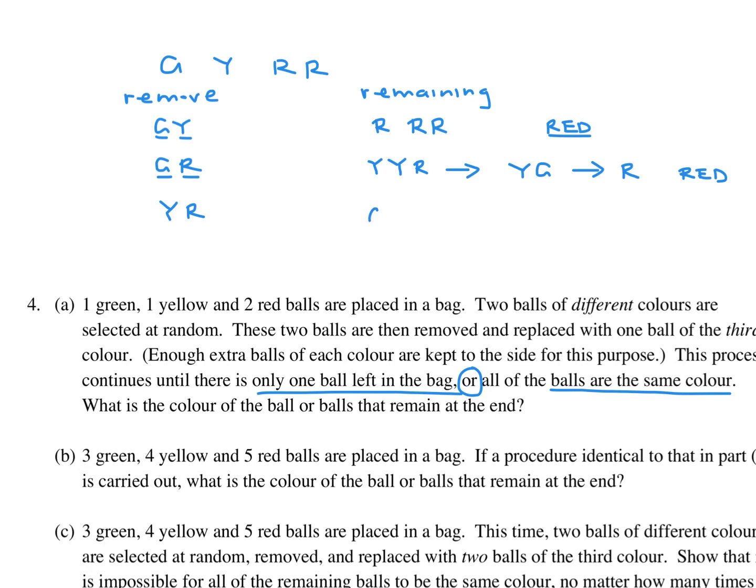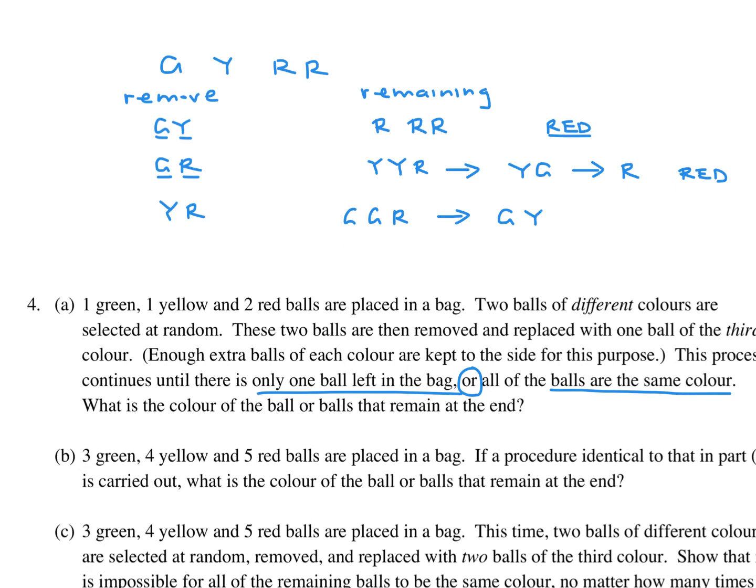If we do, we have remaining green and red, and then we have to add to it the color we did not remove, which was green. So we have a GR scenario. Now we can only remove green or red, and when we do, we have just one green left.